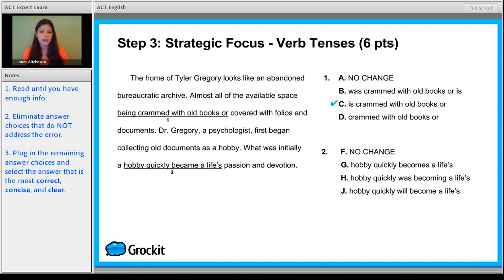Quickly was becoming, quickly will become, or quickly becomes. When you're thinking about changing things, you want to stick with the original unless there's a specific reason why it's wrong. So keep that in mind.